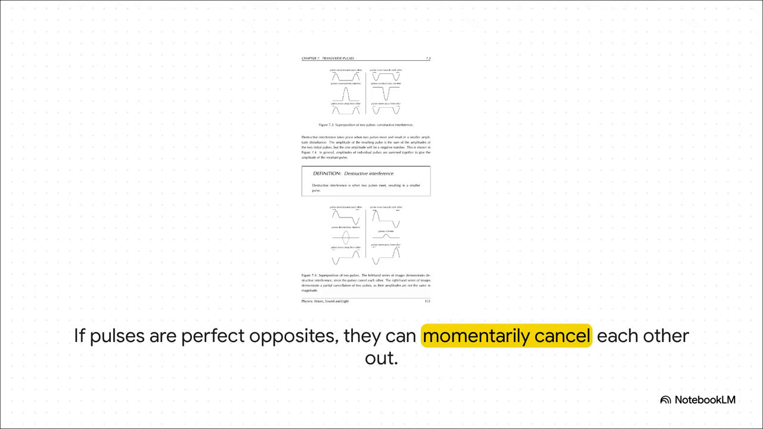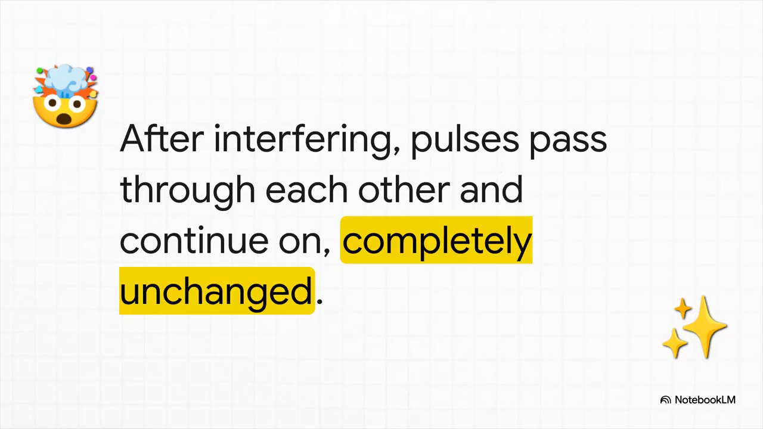It's wild. But honestly, here's the most mind-bending part of this whole thing. After that brief moment of interference, whether it was constructive or destructive, the pulses pass right through each other. They just keep going on their merry way, totally unchanged, with the exact same shape and amplitude they started with. It's like they never even met.